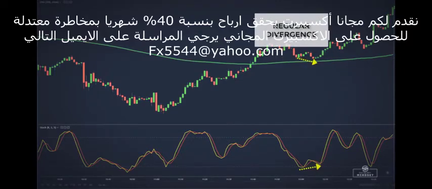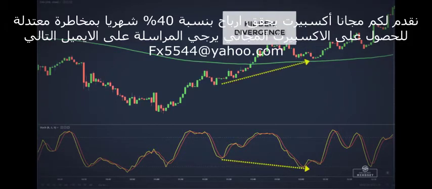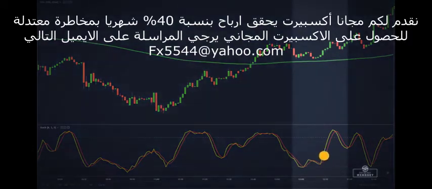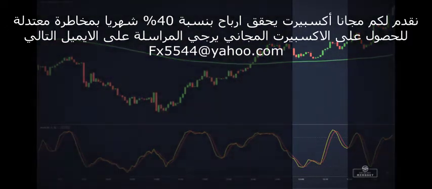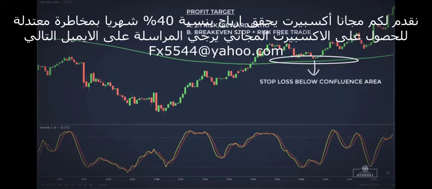We have a regular divergence, and we also have a hidden divergence, which is a more powerful setup. All our conditions were met, so after the crossover of the stochastic lines, we can enter long on the market. Because we trade based on confluence, the stop loss order would be placed below the confluence area. The profit target depends on your trading style and risk aversion. You could aim for a 2-to-1 ratio, or put your stop to break even once in profit and ride a risk-free trade.